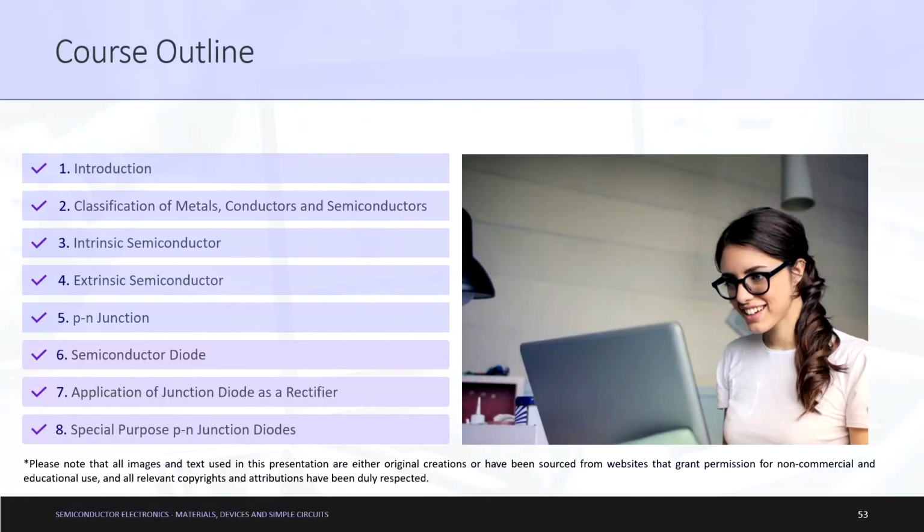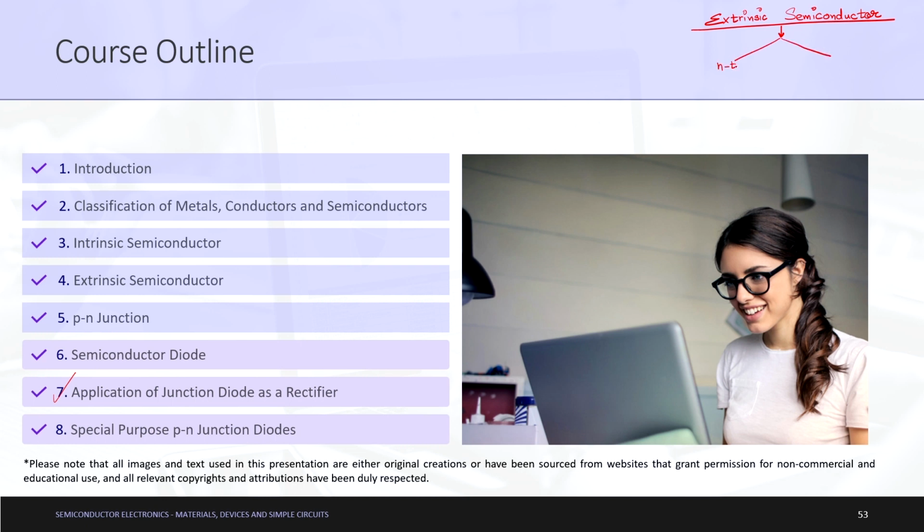Right now we will be starting with the application of the junction diode as a rectifier. Before going into this, let us first revise every basic concept which will be required ahead, and then we can move on. First of all, in the extrinsic semiconductor concept, what we understood was there are two types of semiconductor.